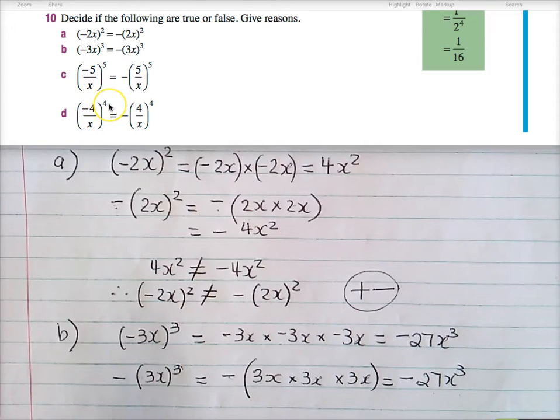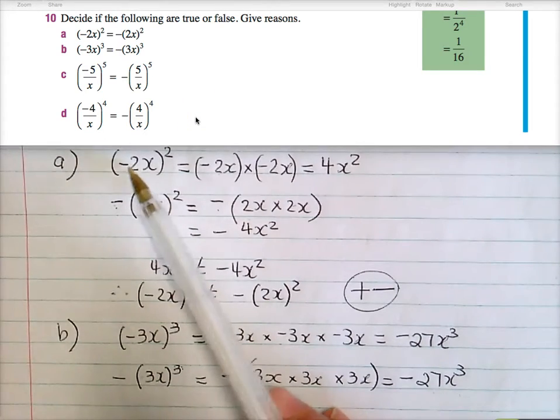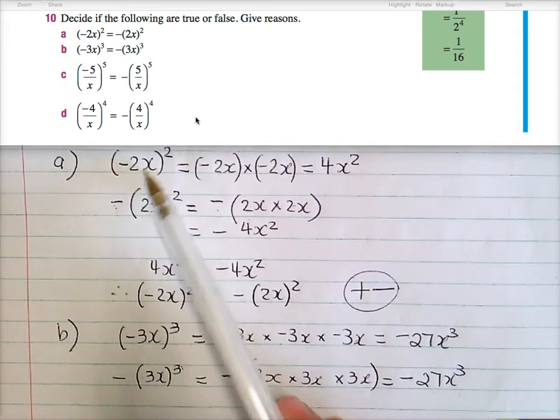But look at the last one. It's an even power. So on the left-hand side, you're going to get positive or negative. But on the right-hand side, you've got negative of all of this, and all of that will be positive. On the right-hand side, you're going to get negative. So the last one's false. Even powers. But do you understand how you have to square the negative here?